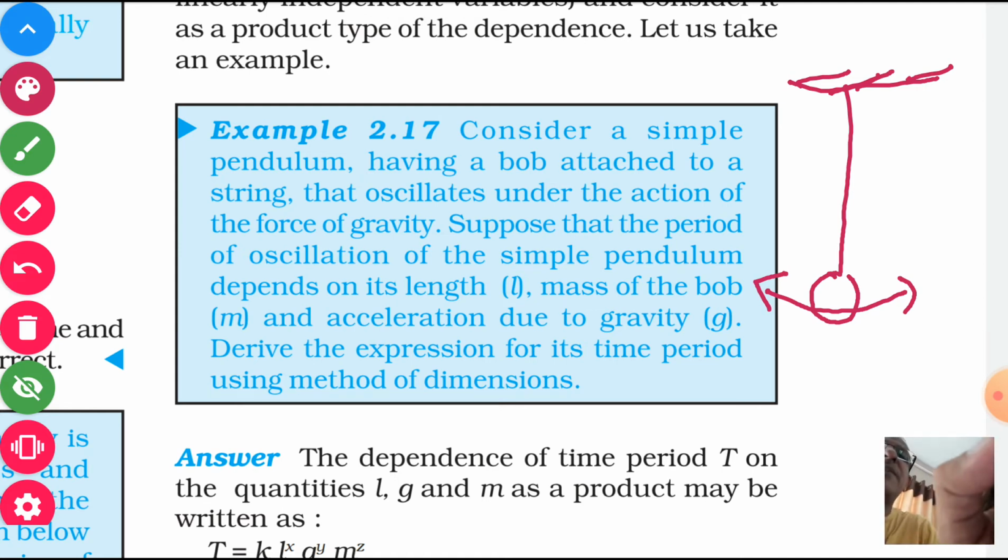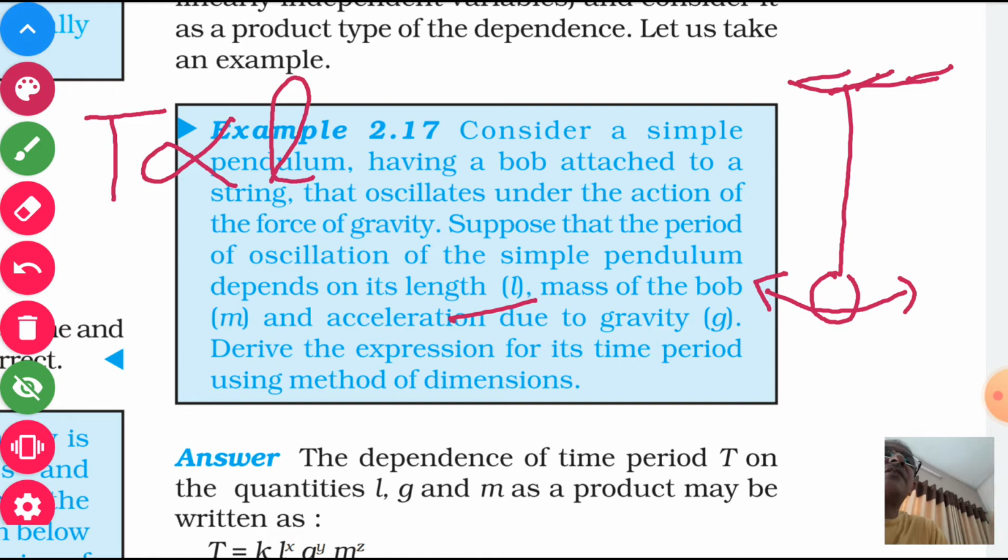Now try to understand, period of oscillation means periodic time denoted by capital T. The period of oscillation of the simple pendulum depends on its length. Depends means it is proportional. This is the sign of proportionality, proportional to length. Now how does it vary? We don't know. So we write L raised to a, or x, whatever you want to write. You can write x, y, z, whatever.